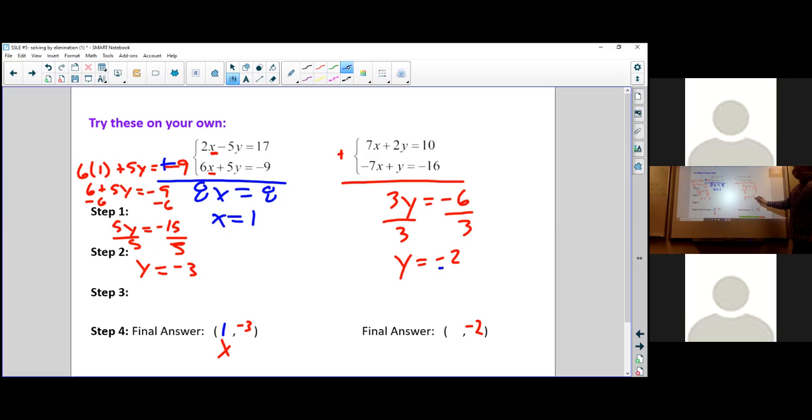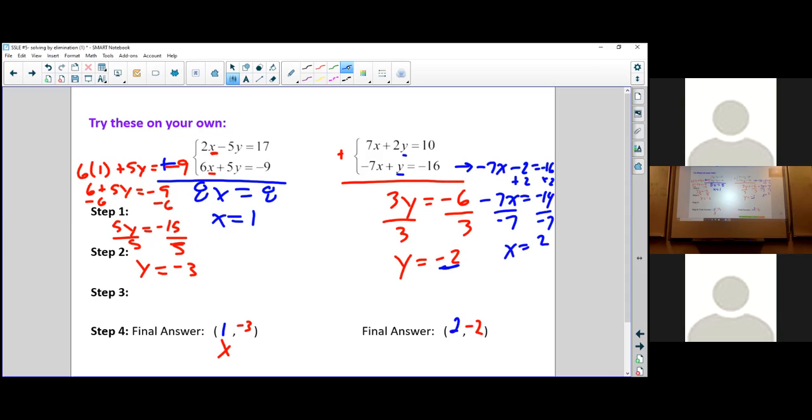Take that y value, plug it in here or here. It doesn't matter which one. I'll plug it in the bottom. Minus 2 is negative 16. Add 2. Negative 7x equals negative 14. Divide by negative 7.